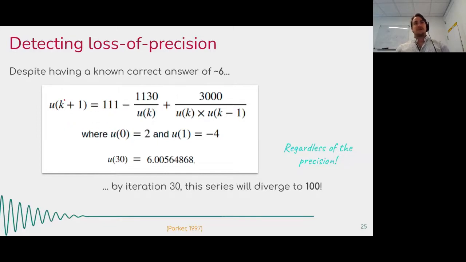So this is a fun series. This is just a simple geometric series that asymptotically approaches the number 6. However, if you were to solve it analytically at iteration 30, you'd get the number 6.0056. It's pretty close to the correct or convergent answer. However, regardless of the precision you're using, by iteration 30, solving this using floating point data, you will pretty stably diverge from the correct path and converge on the number 100.